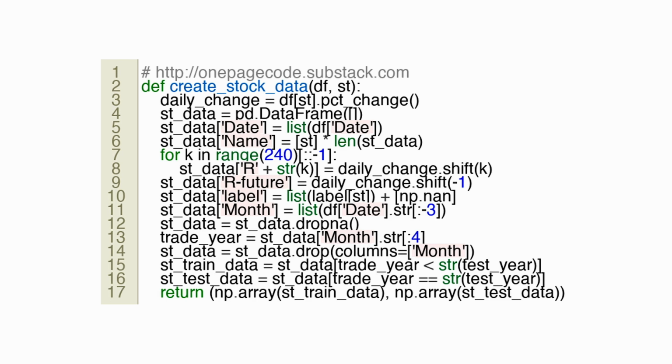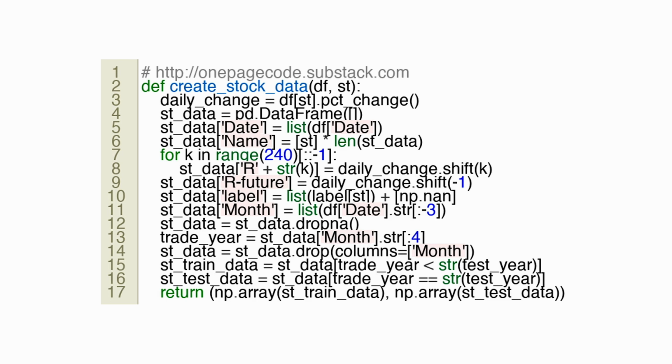the name column. The following lines use a for loop to iterate through a range of 240 values in reverse order. Inside the loop, the data frame is updated with a new column named r, followed by the current index value from the loop, which is converted to a string. This column contains the daily change of the stock shifted by the index value, essentially creating a column for each day in the past. Two columns, r_future and label, are also added to the data frame, with label containing stock information for a particular label, and r_future containing the stock change for the following day.